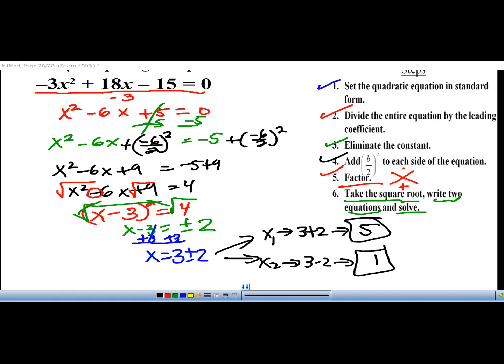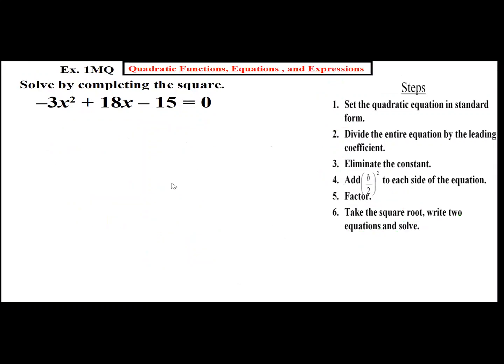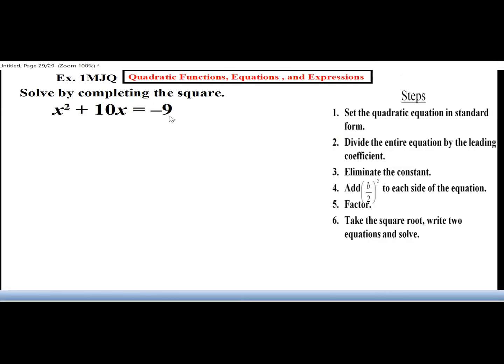So check this out. The only one that's going to look a little bit different is when they give you something like this. Look up, you don't have to copy this. We have x squared plus 10x equals negative 9. What do you guys notice? That the constant is on the other side of the equation. Whenever you have something like this, they already did steps 1, 2, and 3 for us. Does that make sense?